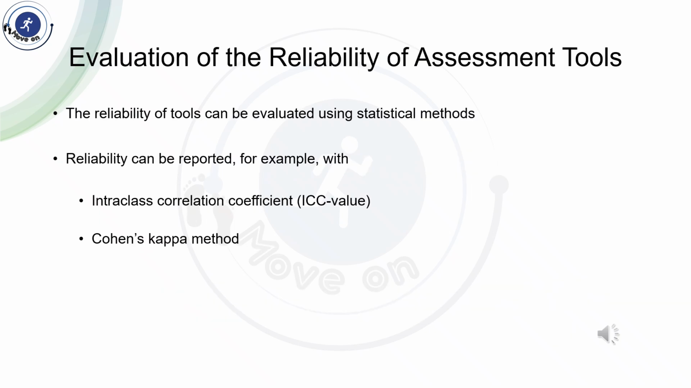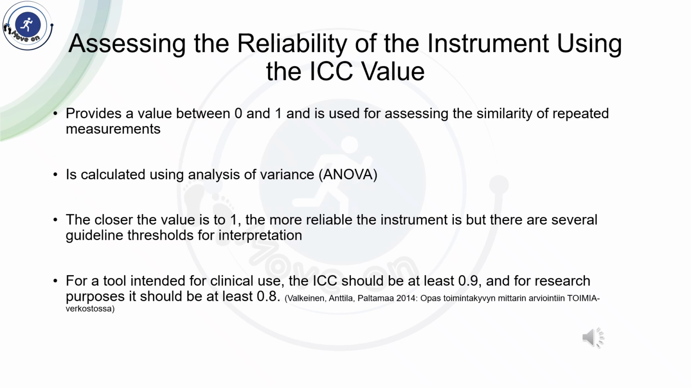The reliability of tools can be evaluated using statistical methods. Reliability can be reported, for example, with the intra-class correlation coefficient, ICC value, or with Cohen's kappa method. ICC provides a value between 0 and 1, and there are several formulas for calculating it. The closer the value is to 1, the more reliable the measurement tool is. For a tool intended for clinical use, the ICC should be at least 0.9, and for a tool used in research, at least 0.8.